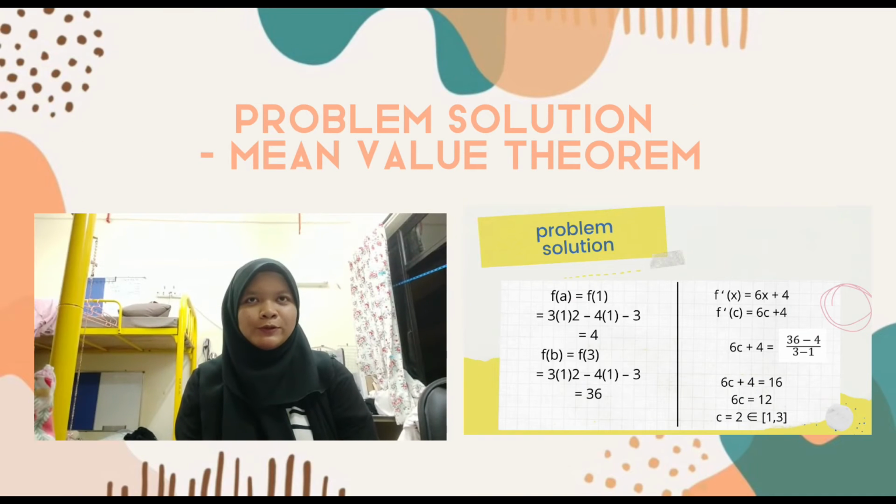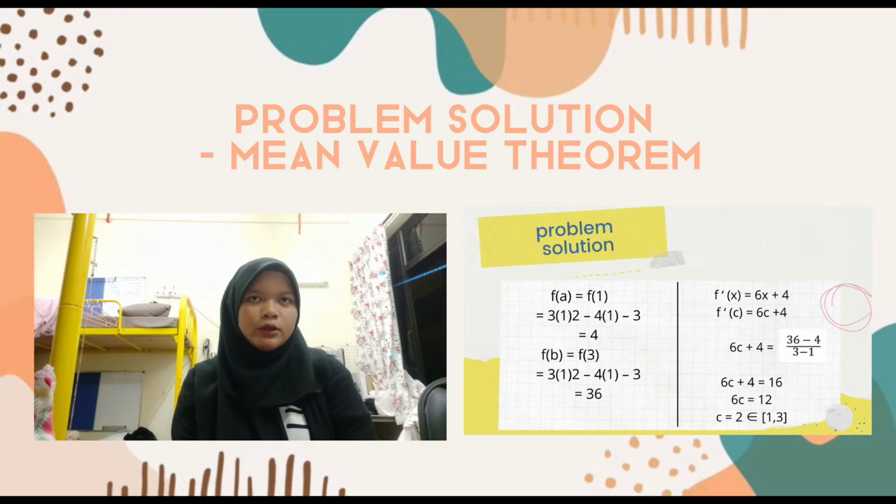So here is the problem solution. From the question, we know that a is 1 and b is 3. Then we substitute 1 into f(x) and we get the answer 4. Then we substitute 3 into f(x) and the answer is 36.